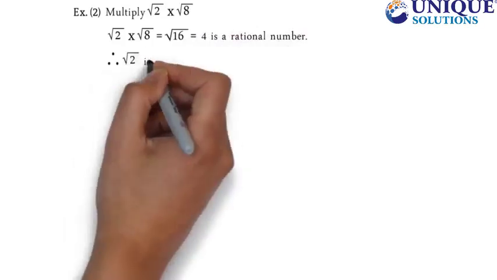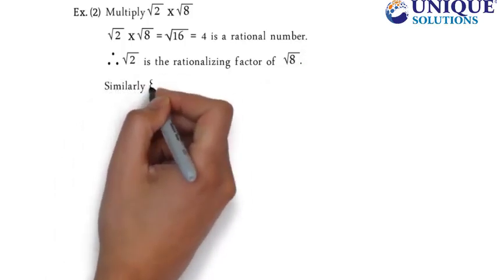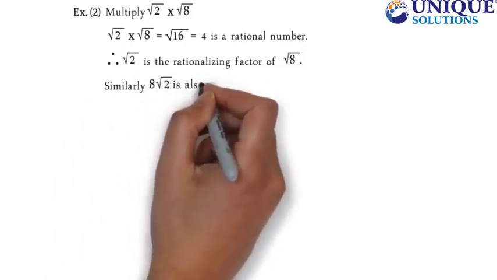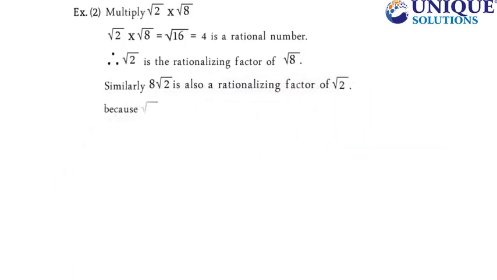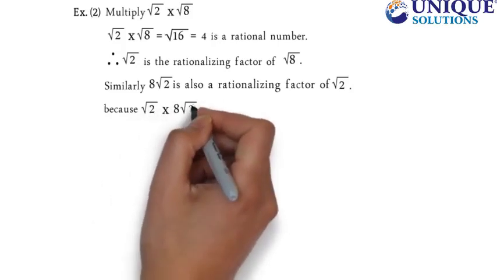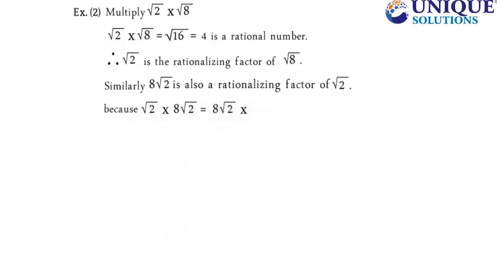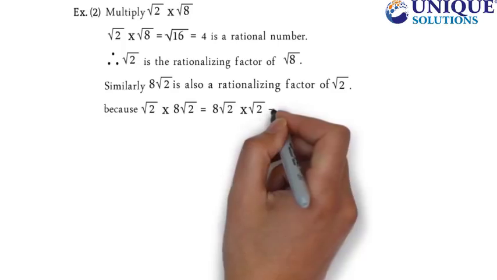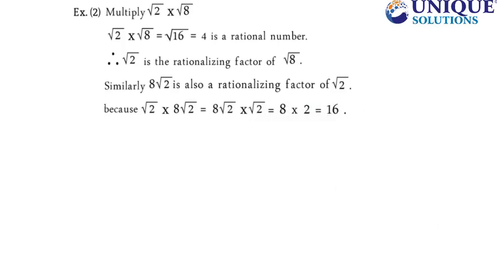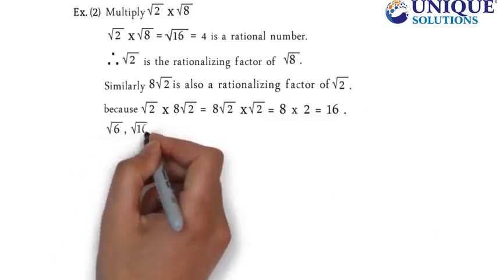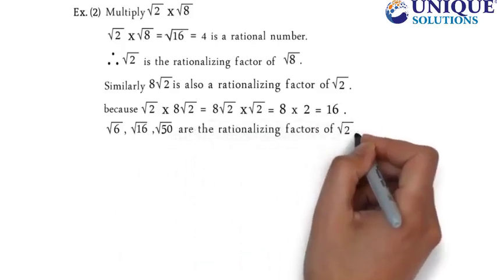Therefore, square root of 2 is the rationalizing factor of square root of 8. Similarly, 8 square root of 2 is also a rationalizing factor of square root of 2, because square root of 2 multiplied by 8 square root of 2 is equal to 8 multiplied by 2, which is equal to 16. Square root of 6, square root of 16, square root of 50 are the rationalizing factors of square root of 2.